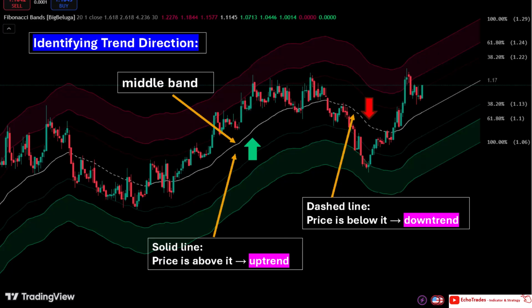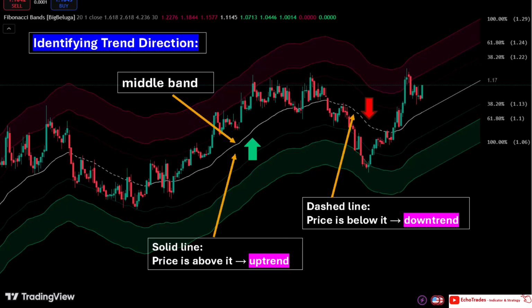So we've got dynamic levels and a reversal signal. What about just knowing which way the market's generally heading, the trend? Yep, it covers that too. The middle band itself gives you a visual clue. If it's a solid line, price is generally above it, which suggests an uptrend. If it's dashed, price is below, which suggests a downtrend. Plus, you can just look at the slope of the whole channel. Is it pointing up, down, or is it flat? It gives you another immediate read on the trend. That sounds pretty intuitive.